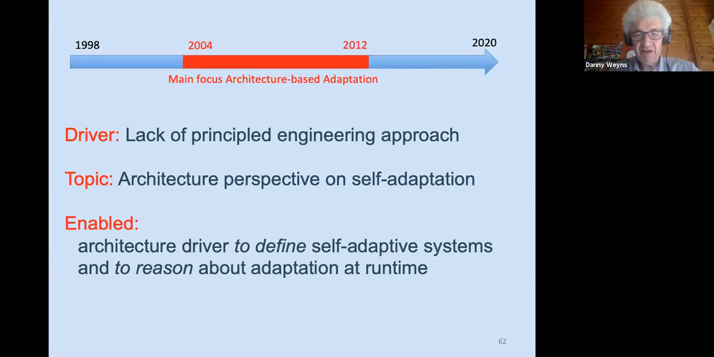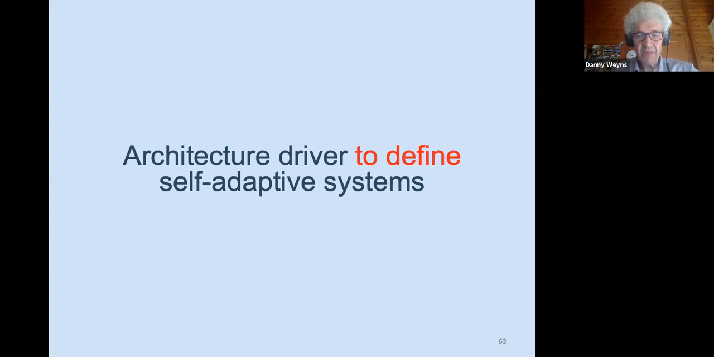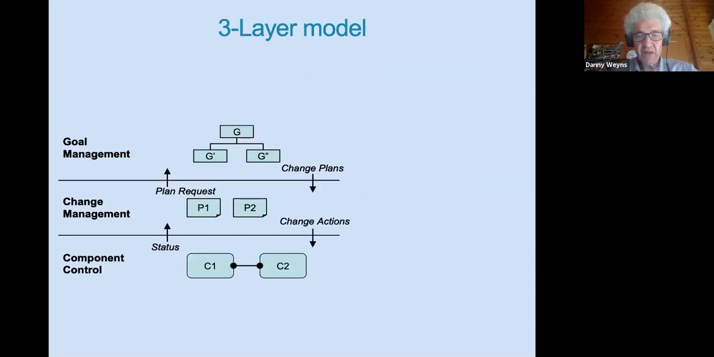In fact, this wave has 2 phases, if you want. On the one hand, architecture as driver to define self-adaptive systems. On the other side, architecture as a means to reason about adaptation. So let me first look at defining. This 3-layer model is in fact a model derived from robotics, proposed by Kramer and Magee, I think in 2007 at FOSE, as a foundational model to define the key concerns and how to manage and structure them in the engineering of self-adaptive systems.